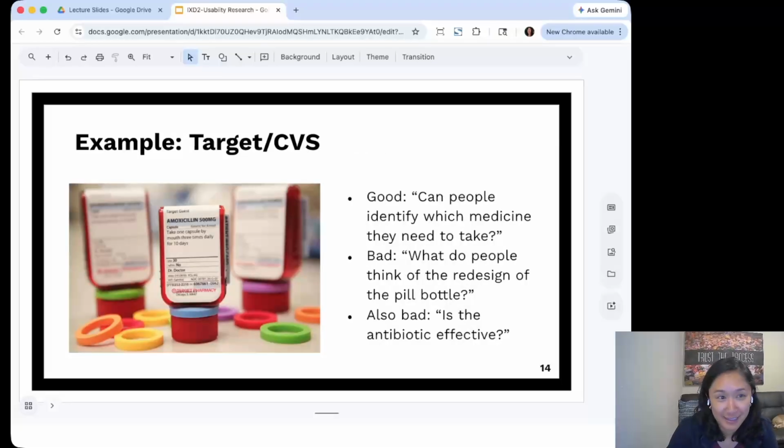Here's an example of prescription medication bottles and the redesign of those bottles and labels. A good research question would be, can people identify which medicine they need to take? A bad one would be, what do people think of the redesign of this pill bottle? Again, the good question is very specific. There's a task associated with it. You can measure how far someone gets until they can't complete that task.